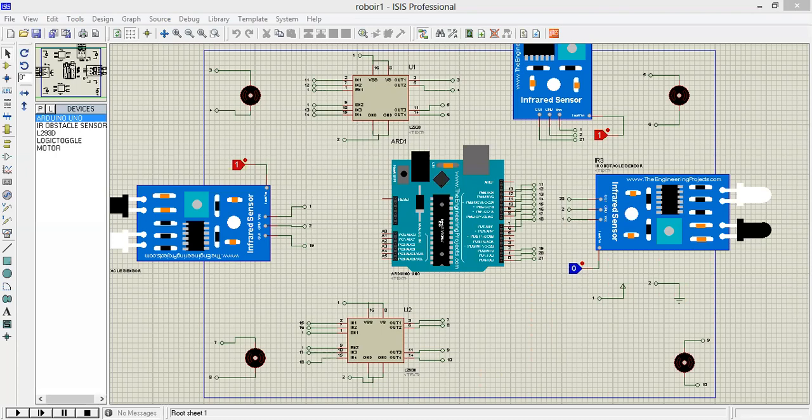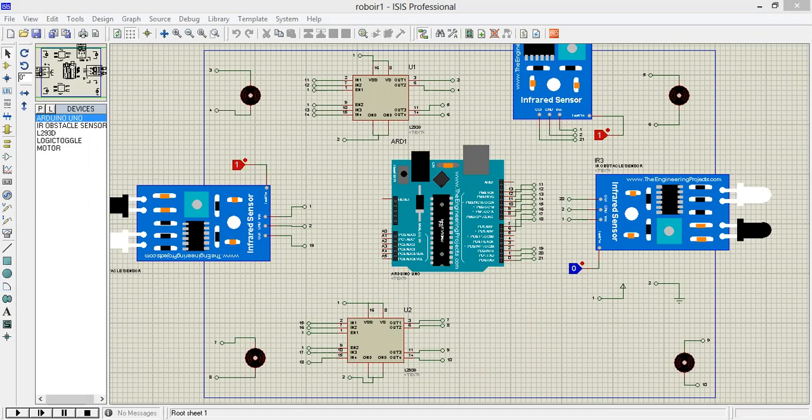Good morning, students. Today I am going to explain how to design an obstacle avoidance robot using Proteus software and Arduino IDE. First, I am going to explain how to design the robot. Second, I am going to explain how to write the program. Third, we are going to see the output. So now let us take a four-wheel robot.